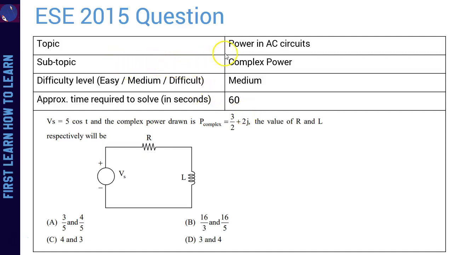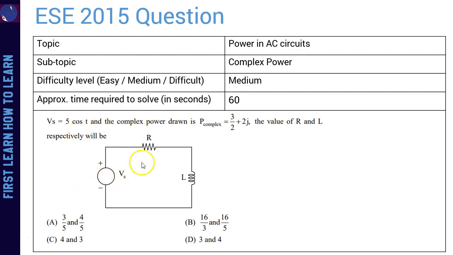This question belongs to the topic of power in AC circuits and the subtopic is complex power. The difficulty level in solving this question is medium. The approximate time required to solve this question is around 60 seconds.